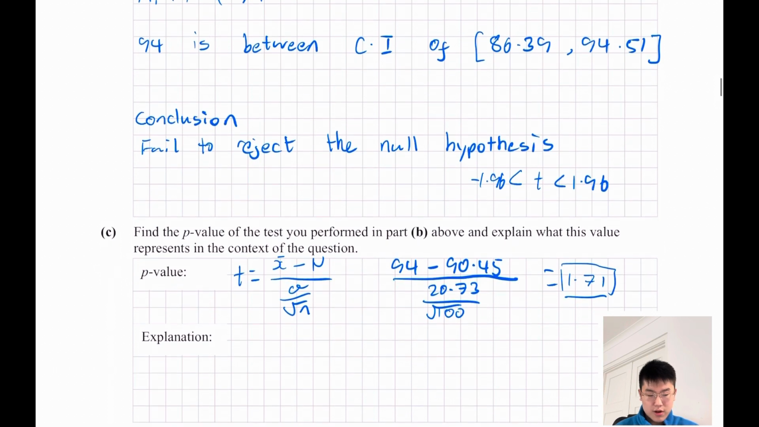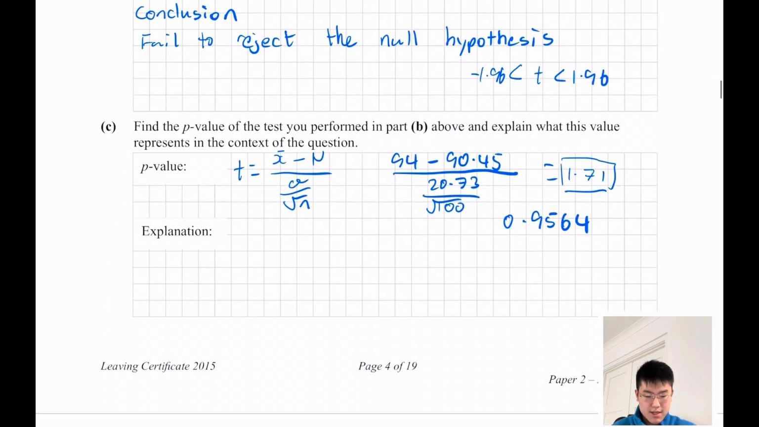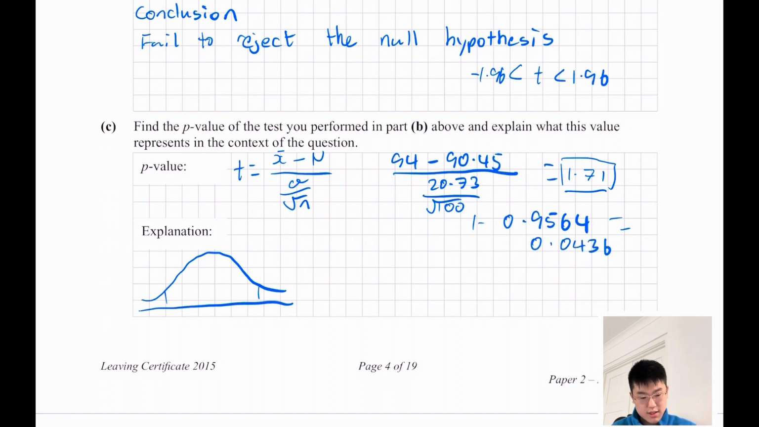From this 1.71, we now need to go to our log tables and find the corresponding p-value. If we take a look, for 1.71 the corresponding proportion, percentage or decimal, however you want to think of it, is 0.9564. Now that's not the value we want, because we want the 5% level of significance. What we're really talking about is the two tails here. So we need to subtract from 1 also: 1 minus 0.9564, and we get 0.0436.